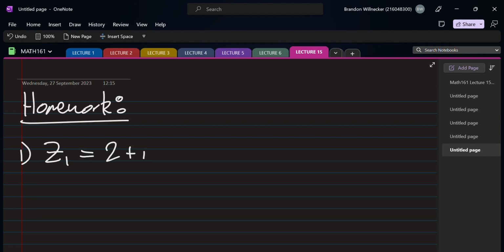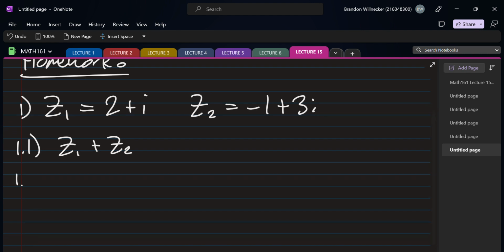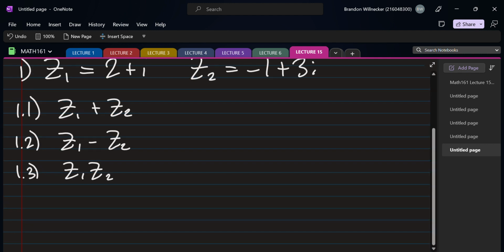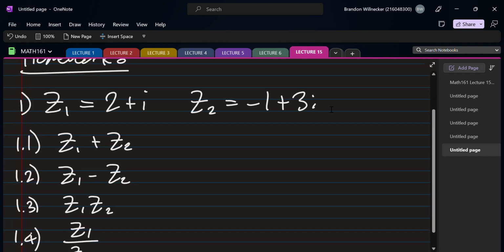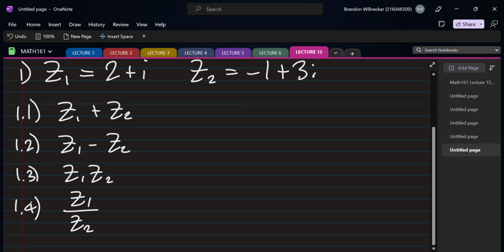Part 1, if we have Z1 is equal to 2 plus i, and Z2 is equal to minus 1 plus 3i, please find the following. 1.1, Z1 plus Z2. 1.2, Z1 minus Z2. 1.3, Z1 times Z2. I think you see where this is going. 1.4, Z1 divided by Z2. So Z1 and Z2 are fixed. Please find these four complex numbers.